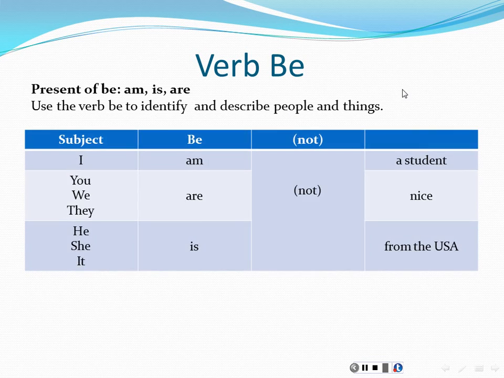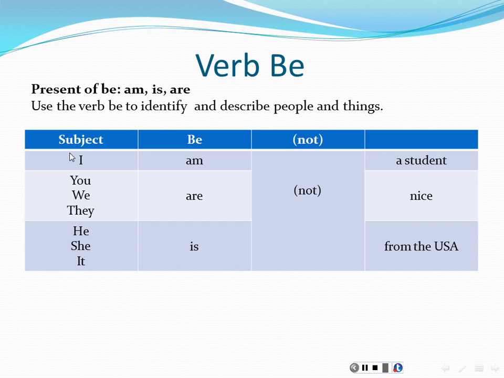Okay, let's see this table. The subject here, we have subject, verb be, sometimes we use negative, and this is the rest, the complement. In the negative case we add not in this place. This place is reserved for adding not to make the sentence negative. Then comes the rest of the sentence.